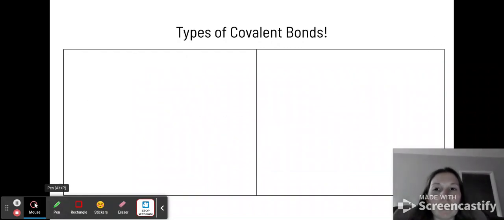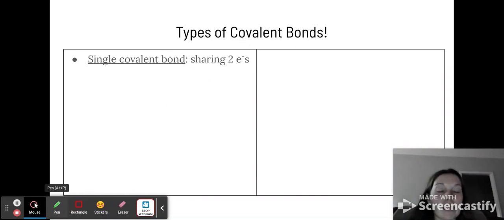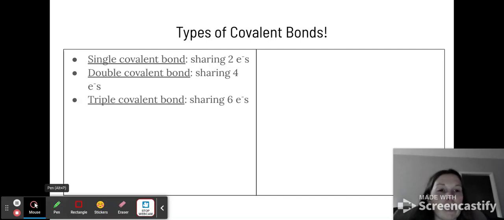All right, so now let's talk about types of covalent bonds. The first one we have is a single covalent bond, which means it's a single bond between two elements. And within that single bond, you are only sharing two electrons. You have double covalent bonds, so that would be two, obviously double. And if one shares two electrons, then a double will share 4. And then we have triple, which will share 6 electrons.